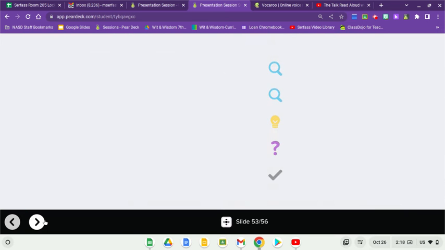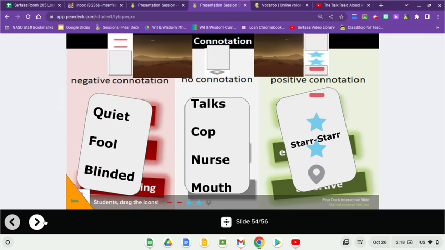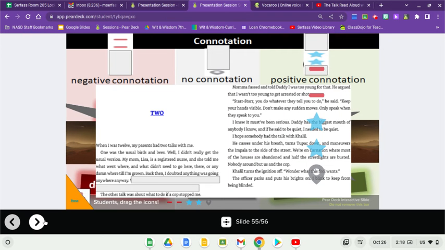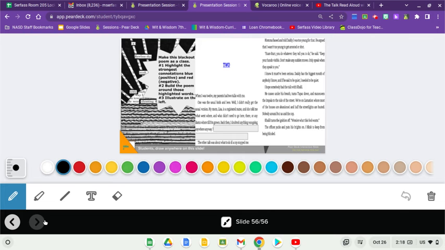You're going to do the same thing. You're going to annotate. You're going to find negative, positive, and neutral connotations. And then you're going to find those connotations again, embedded in the novel. And then finally, you're going to turn it into your very own blackout poem.